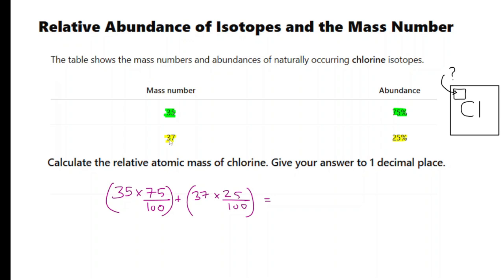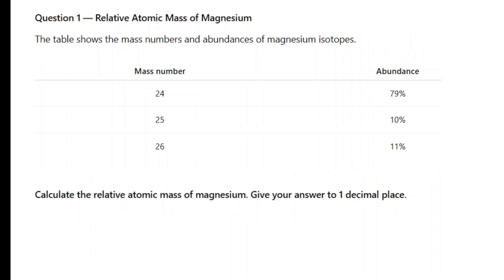Now, some people do it slightly differently, where you multiply these two and put it over a big 100 at the bottom. It's the same thing because they both have the same denominator. So mathematically, that will give you exactly the same answer. The correct answer is 35.5. Here's another question for you to try. Please try this and we'll check the answer.